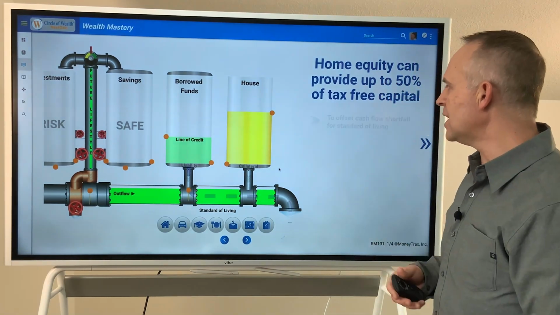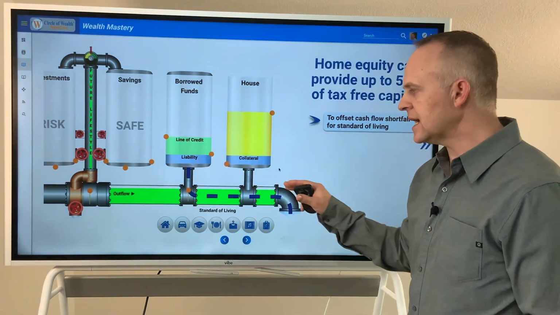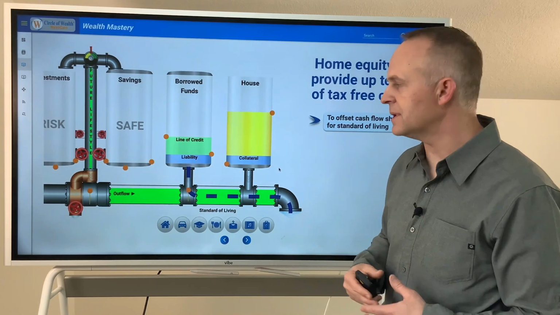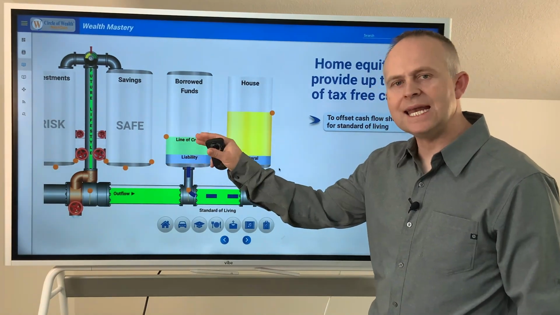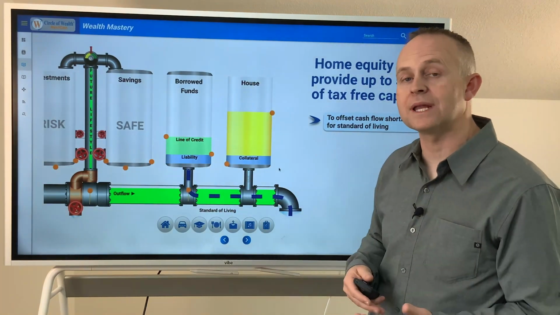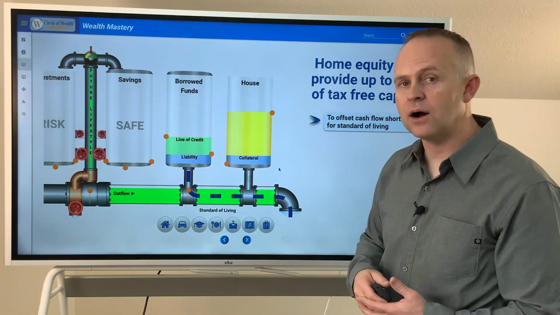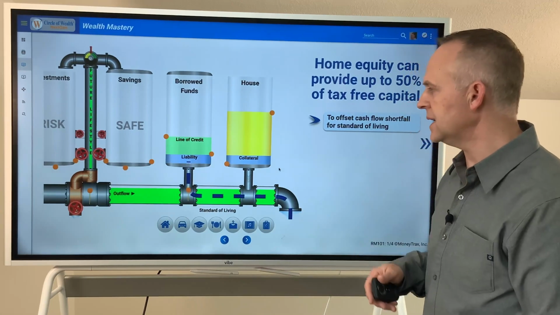So first of all, this could be used to offset income shortfall, to increase your cash flow in retirement. So you could borrow against your line of credit, you could get an income stream that could pay you, and you could set it up so that it will actually pay you an income the entire time you are living in that home, or for a certain period. There's a few ways to do it, which we'll talk about in a minute.